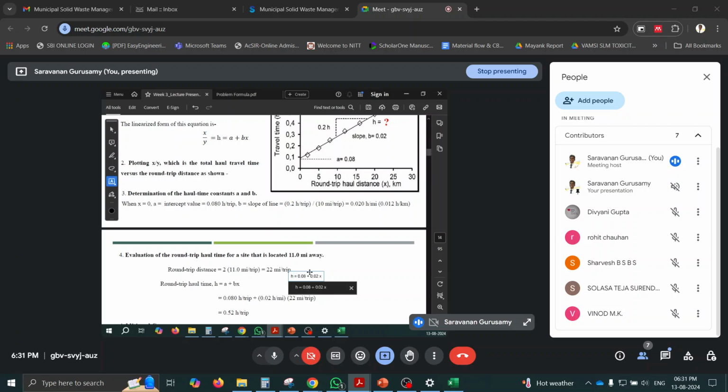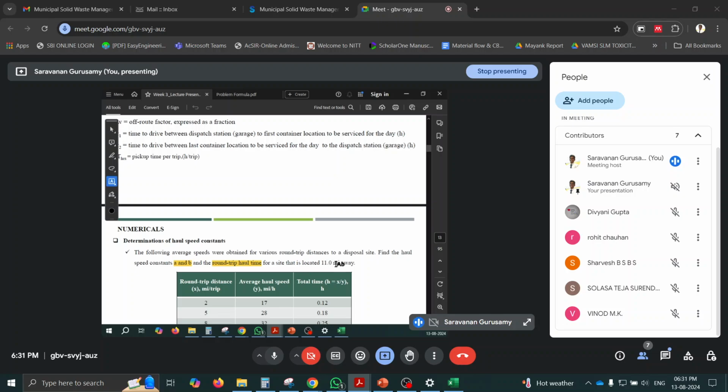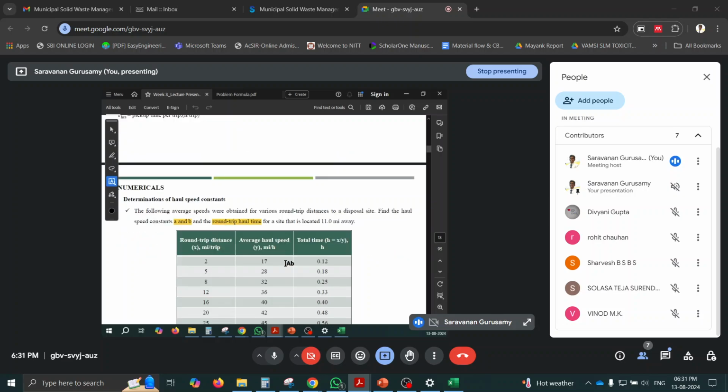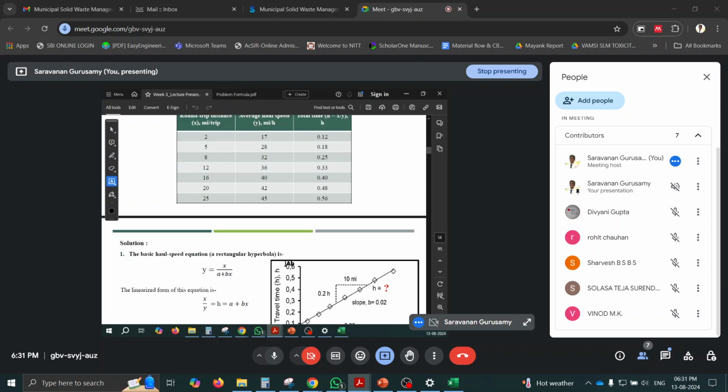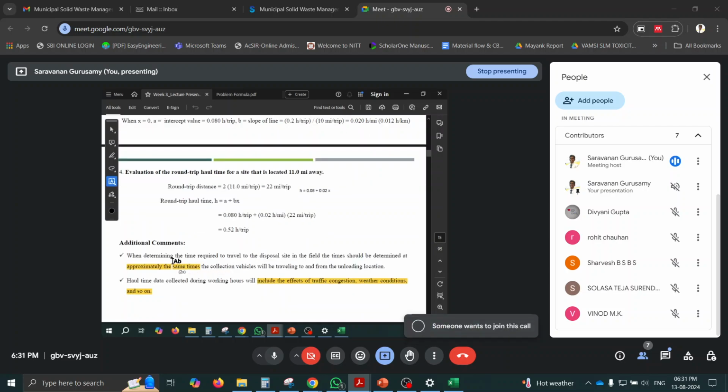So x you have to substitute. They gave 11 miles for the distance between this location and the site. For the round trip we need to multiply by 2, and then you will get 22 miles per trip. If you substitute 22 for x, you will get the h value. H is what they are asking, the round trip haul time. Okay.